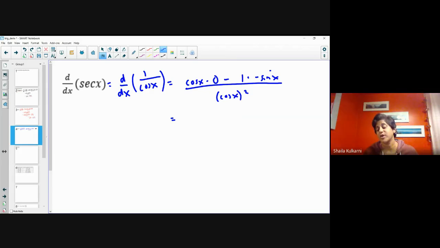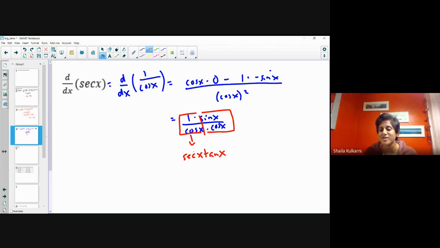Let's simplify that numerator. Now I'm going to do something that might be a little tricky, okay? First of all, cosine x times 0 is 0. We have a minus, we have minus, that's the same as a plus. I'm going to leave that 1 there, and I'm going to leave that positive sign there, and then I'm going to write the denominator, instead of writing it as cosine squared x, as cosine times cosine. I'll tell you why. Because 1 over cosine is the same as secant x, and sine over cosine is the same as tangent x, and that is the derivative.